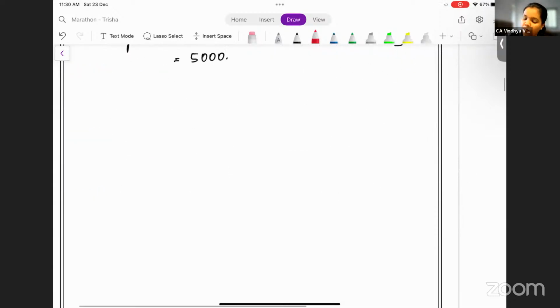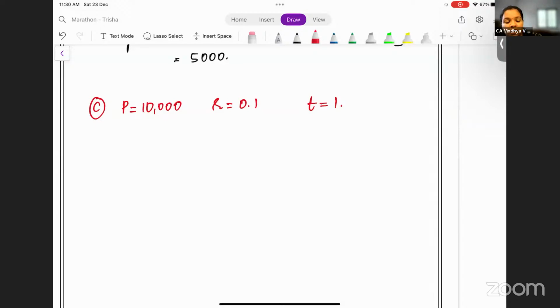Okay, let's check. What is option C? Principal 10,000, rate of interest 0.1, that is 10%, correct? And let us consider time as 1 year. So if you consider the time as 1 year, what should the interest be? The interest should be equal to 1,000, right? Yes, because the interest for 1 year is 1,000. We got it in the solution there.